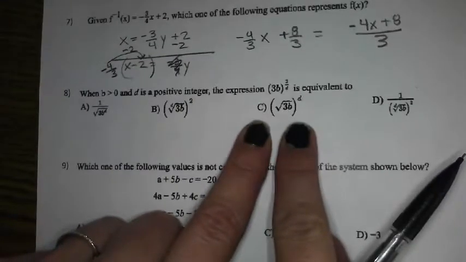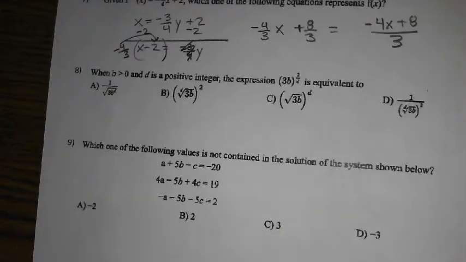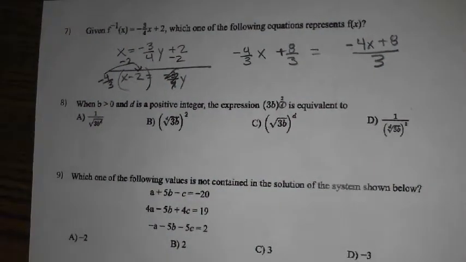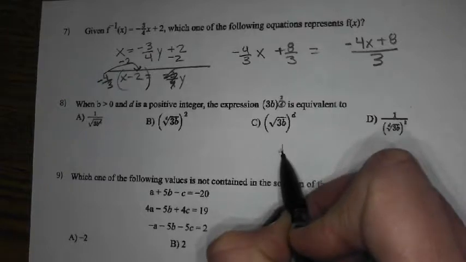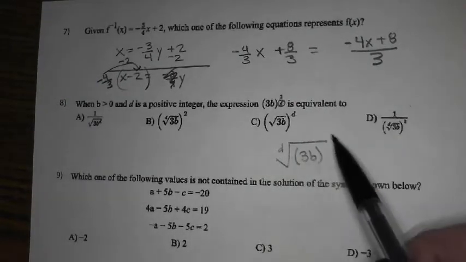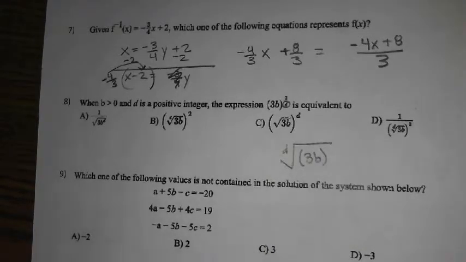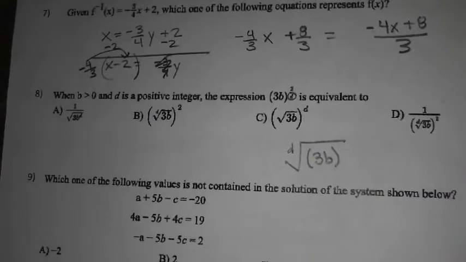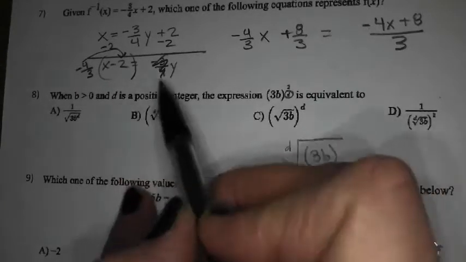This is another exponent one. Rational exponents, kind of the relationship with radicals, right? Where does the denominator go if you're turning it into a radical? That's the root. It's the d root of 3b squared. Now the squared can go inside or outside. It does not really matter. So which one is correct? B, the d root of 3b squared. Perfect. Yep.